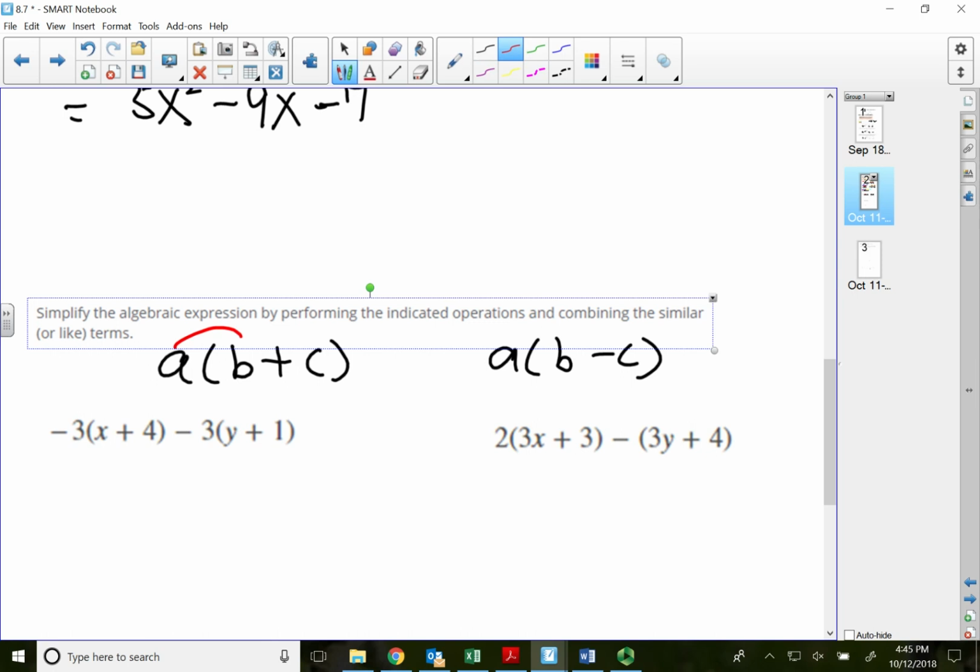The b plus c cannot be combined. So we say a times b, which will give me positive ab. Then we say a times positive c, which will give me positive ac. The whole idea is to bring the two terms to the outside of the parentheses. So with the minus version, b cannot combine with negative c. So we have to do the multiplication again. We say a times b, which will give me positive ab. Then we say positive a times negative c, which will give me negative ac.